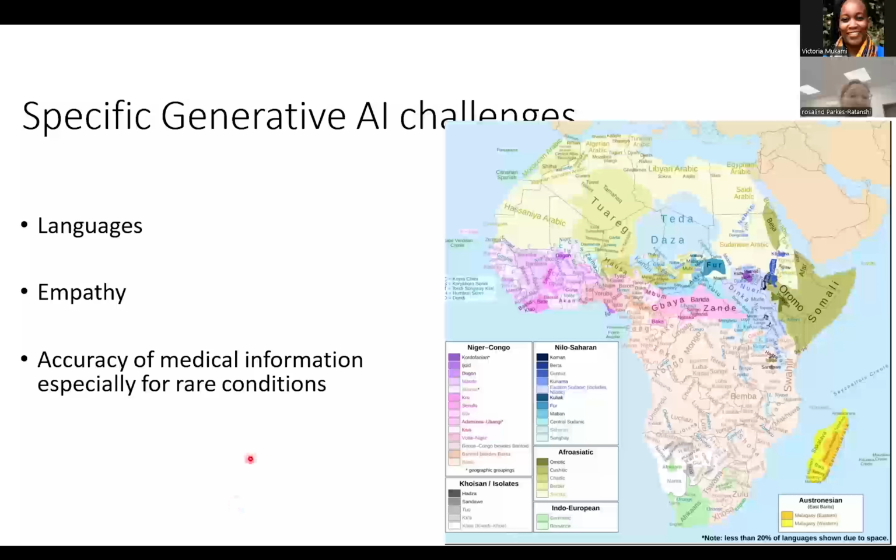We need to make sure that our AI is empathetic. It is quite good at empathy, but this is a problem that we need to think about with the AI. We need to think that it's not upsetting people and turning people off by using tone of voice, because we know that tone of voice and the way that people are dealt with in the health setting very much affects their access to healthcare. And if we have rare conditions, we need to make sure that there's accuracy of information, especially for very, very rare conditions.